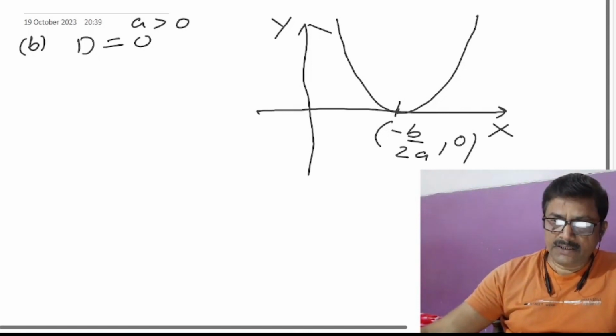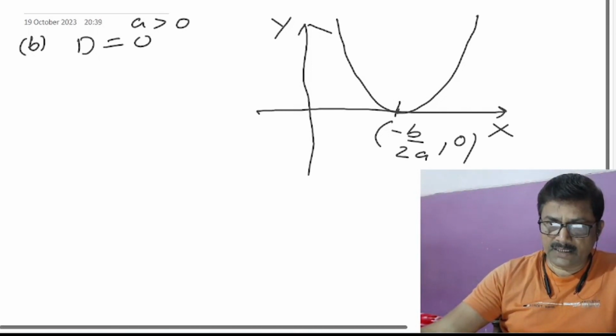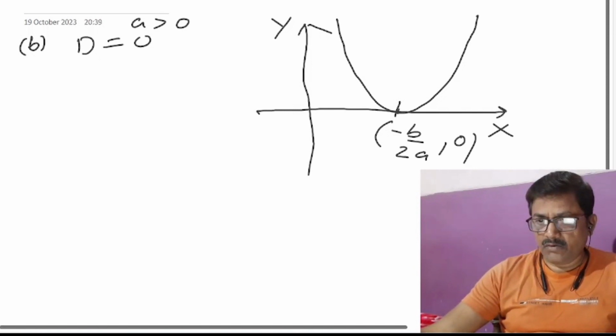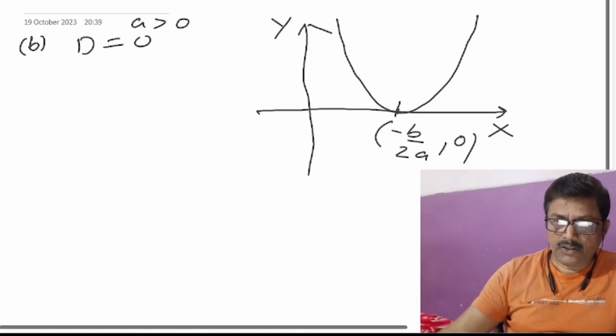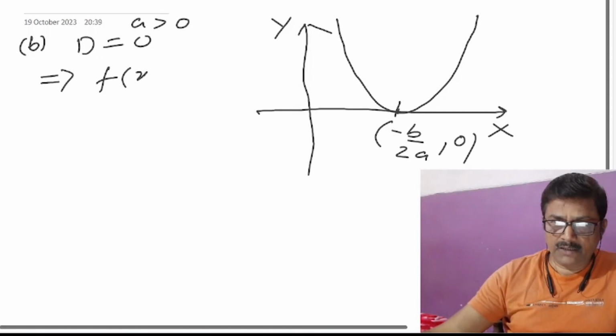So you can see this graph is always above the x-axis, so y is always positive. Also y may be 0, since the graph is cutting at one point on the x-axis. So the quadratic will be 0 at minus b upon 2a. So f(x) will be either greater than 0 or equal to 0. f(x) will be greater than or equal to 0.